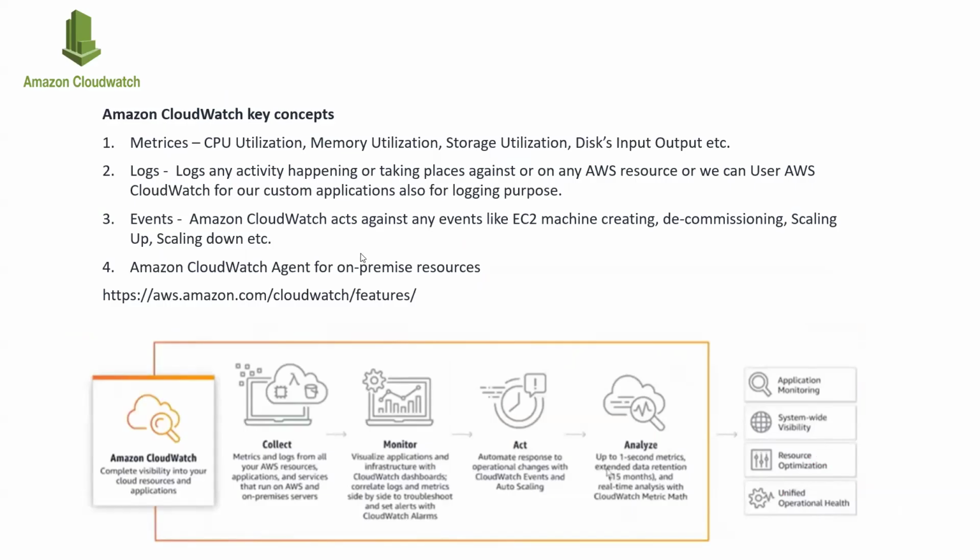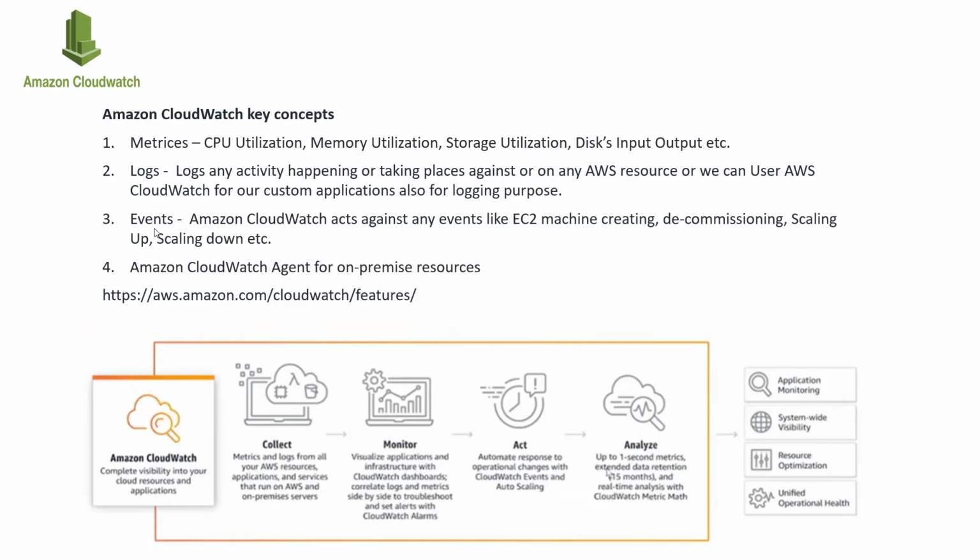So basically, it monitors the CPU utilization, memory utilization, storage utilization, and disk read-write input-output functionality on any particular resource. Further, it also creates logs on any action, event or activity happening on a particular resource. Like if we are creating an EC2 instance with the help of an application load balancer, if a new instance is being provisioned, or if an instance is being deprovisioned, when somebody creates a new resource or deletes any existing resource, all those activities are automatically logged by Amazon CloudWatch itself.